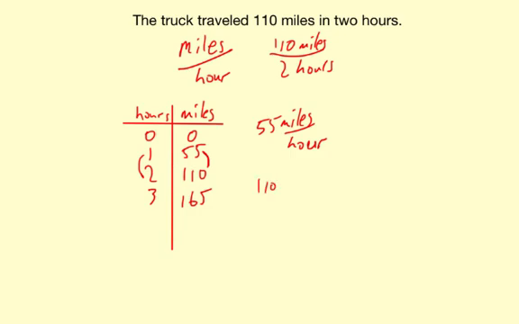I could do 110 minus 55 per 2 minus 1, which is 55 divided by 1, or just 55 miles per hour. So there are also some graphs in this lesson, but it's the same idea in terms of the rate of change. You just subtract the values and then divide them. So that's the big picture for this lesson.